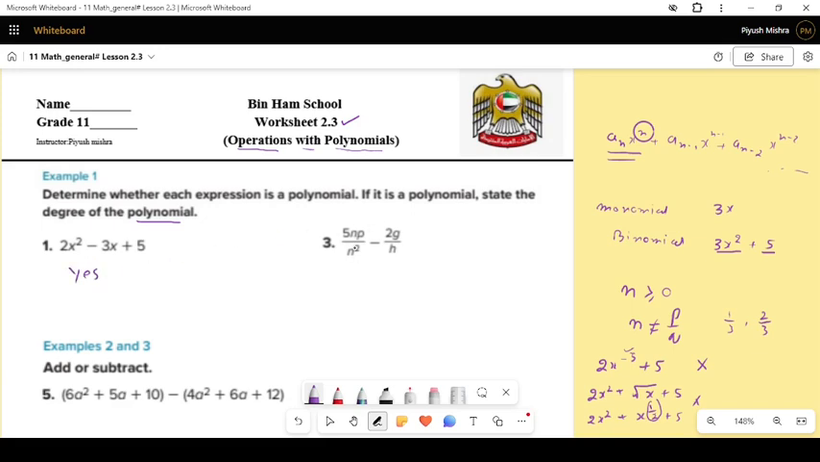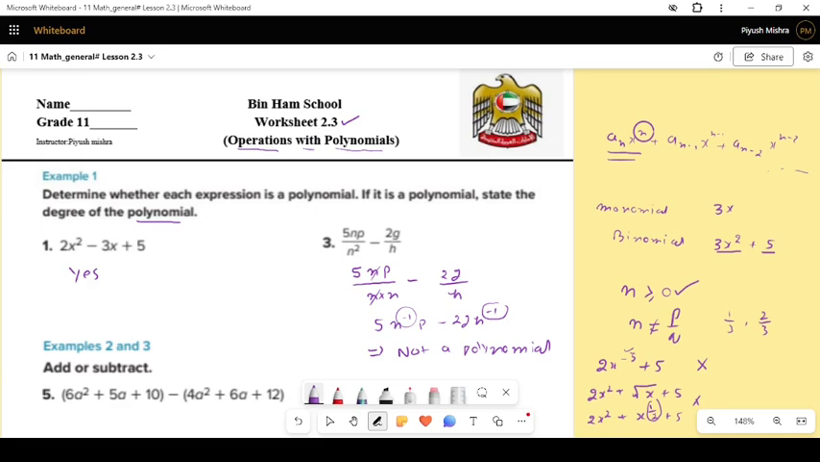For this one, how to solve this one? I will expand this one, so I can write 5np and down I can write n square as n times of n, minus 2g, and here it is written h. So now n and n will get cancelled, here n will come down, n will go up, so I can write 5n to the power minus 1 p minus 2g h to the power minus 1. Now because minus is coming here and I told you the power should always be greater than or equal to 0, so this is not a polynomial. I hope you have understood this one.